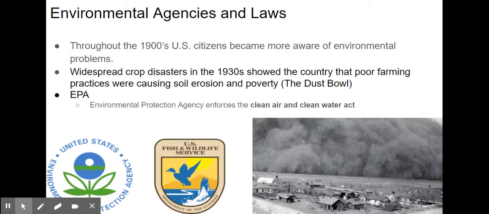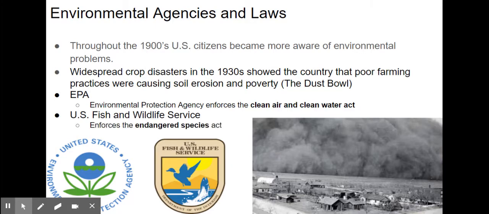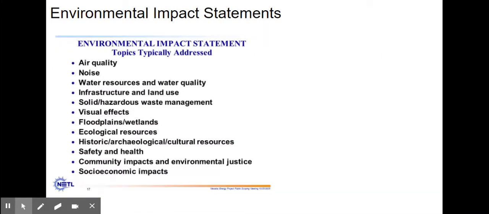EPA, the Environmental Protection Agency, enforces the Clean Air and Clean Water Act. The U.S. Fish and Wildlife Service enforces the Endangered Species Act.